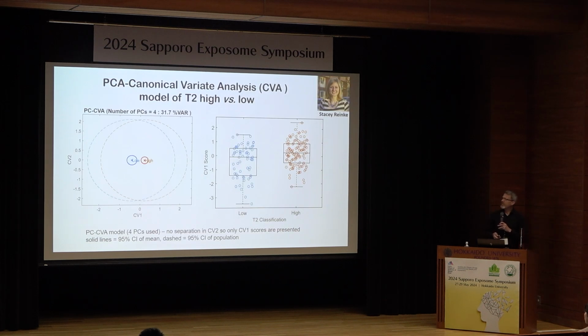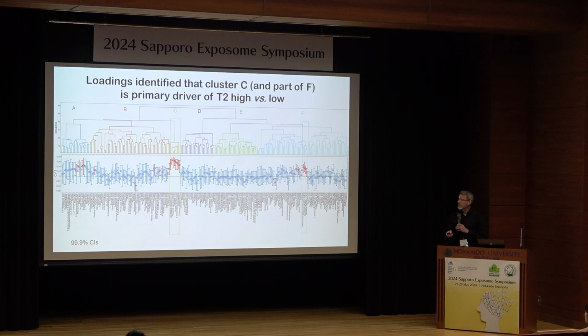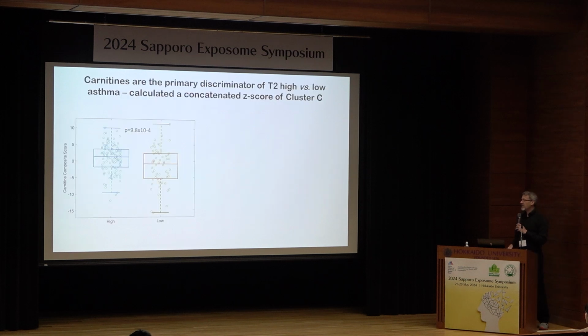Doing the same type of PCA analysis, we do see an overall shift in the metabolite levels between the 2 different groups, T2 high and T2 low. This is the loadings plot, and what's driving this very quickly on the cluster basis is, again, the carnitines. And the laser pointer does not really work, but there's the carnitines. So we make the same type of composite carnitine score, but now it's divided up by T2 high and T2 low.